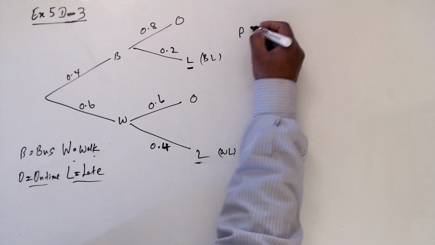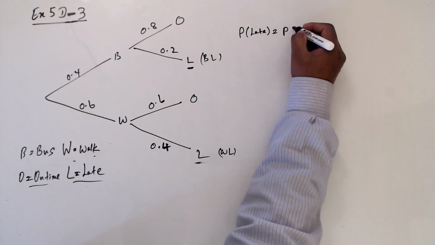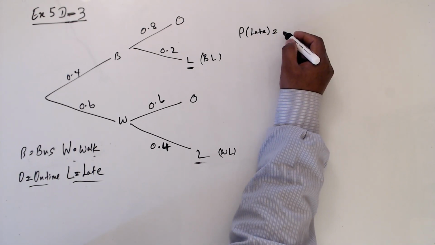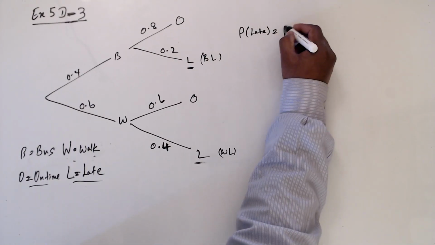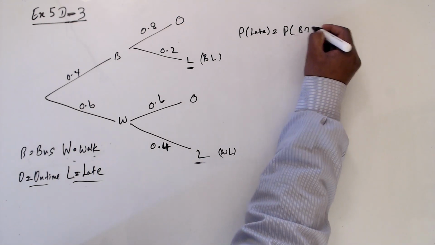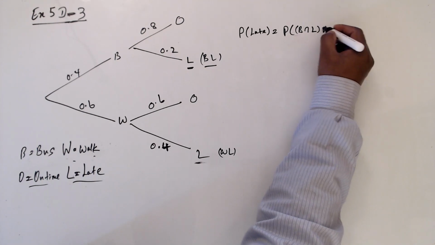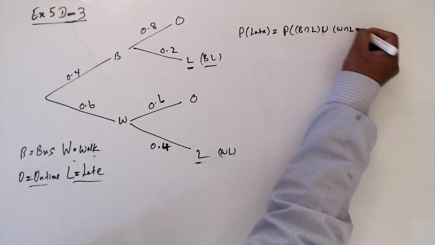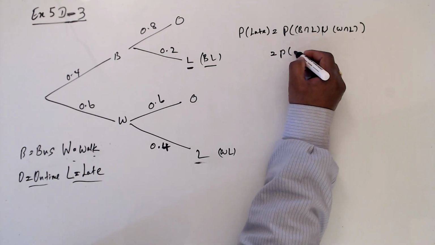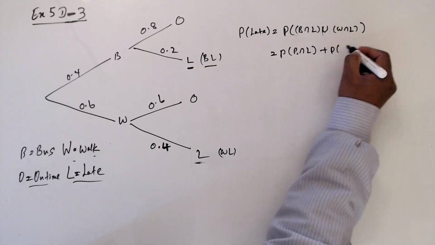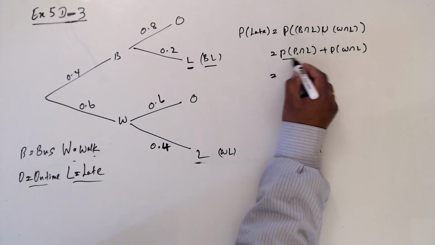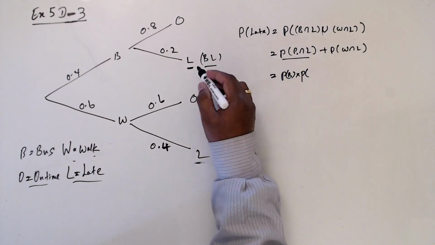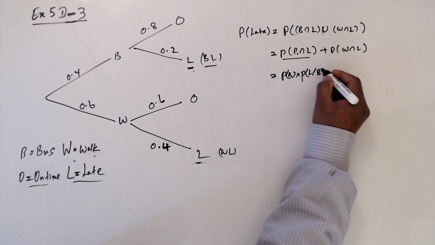Probability of late is probability of B intersection L union W intersection L. So this is probability of B intersection L plus probability of W intersection L. Now B intersection L is probability of B multiplied by probability of late by bus, late given B.